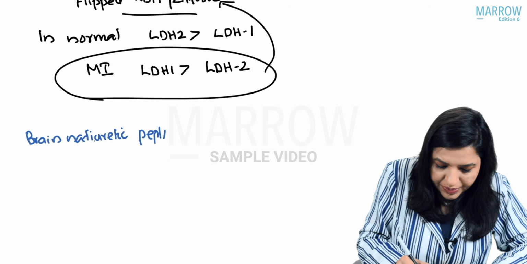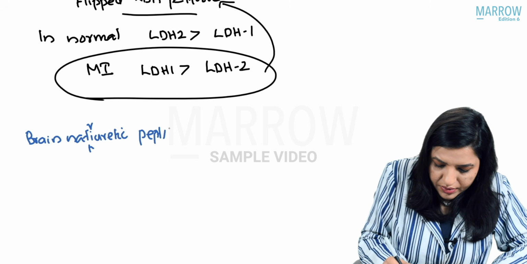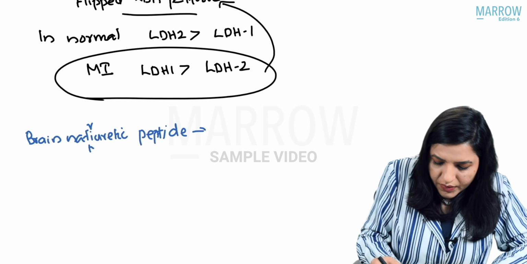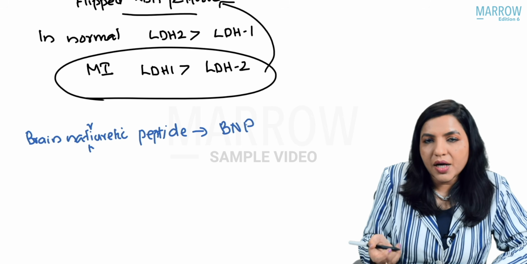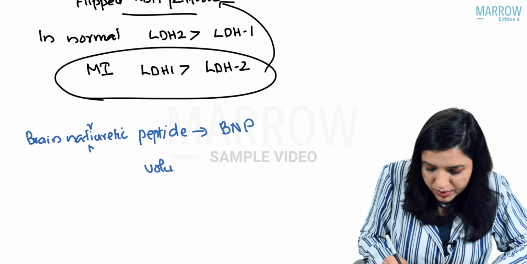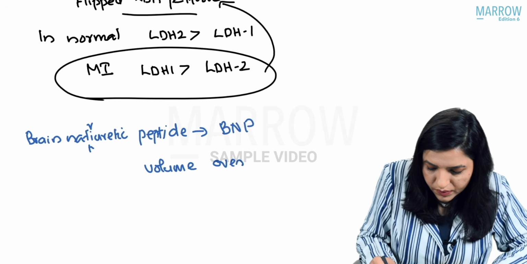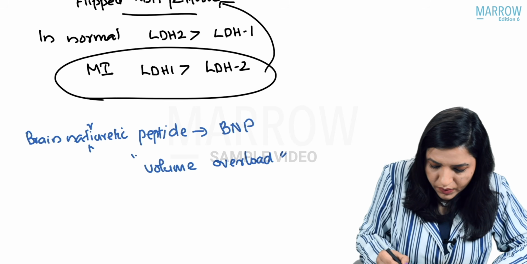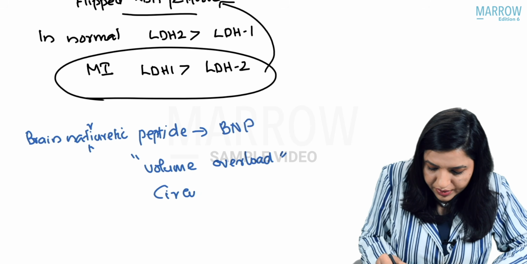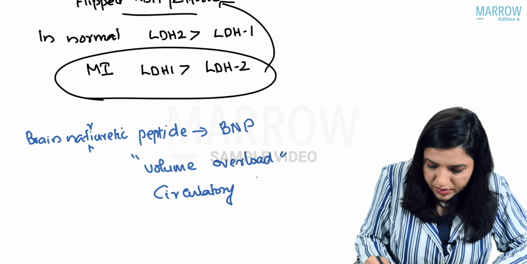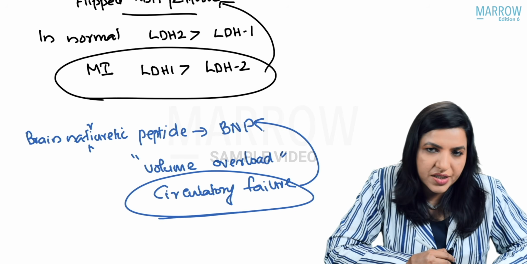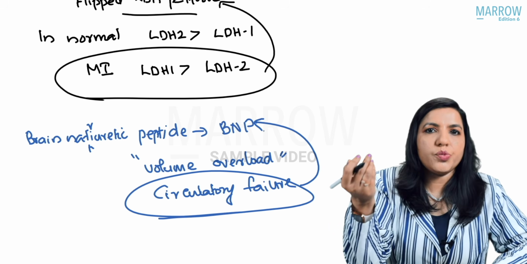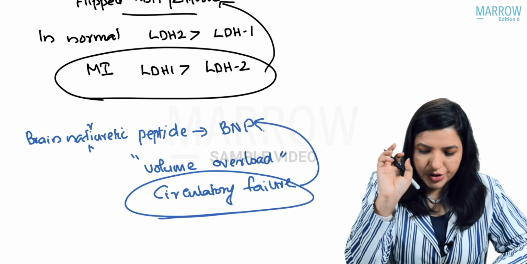Brain natriuretic peptide, or BNP, is not a marker of ischemia. It's a marker of volume overload and circulatory failure. So if there is a heart failure, then the brain natriuretic peptide is a much better marker, not cardiac troponins. So that is the difference in brain natriuretic peptide.